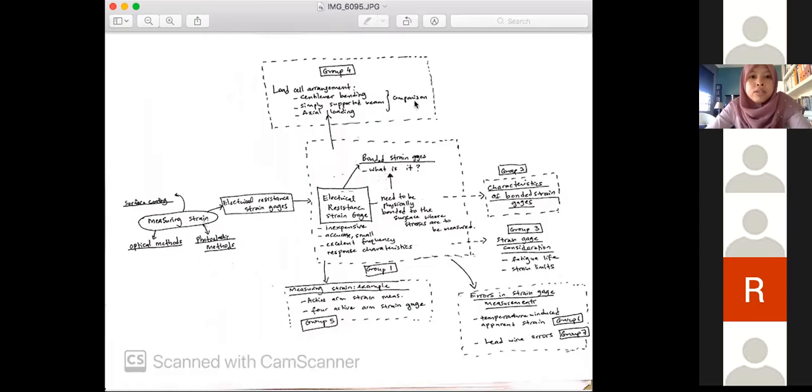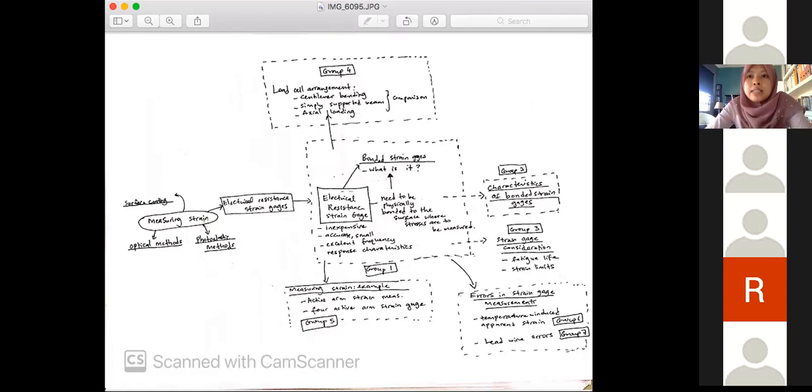Alright, so saya dah record. So topik hari ini adalah measuring strain. Kita akan tengok, saya tunjukkan kat sini secara overall what are the topics look like, and I would like to have an interactive activity today so that all of you tak go to sleep.